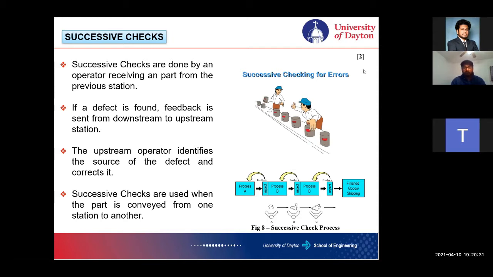So successive checks are mostly used when machines are located close by and most probably used in a work cell.